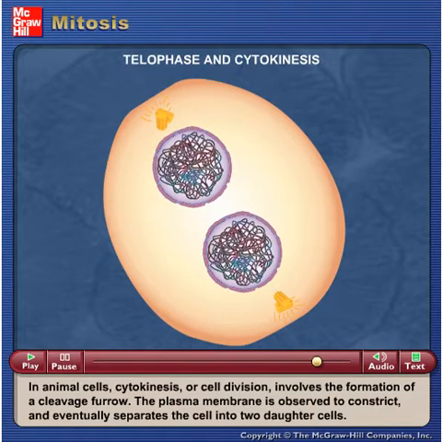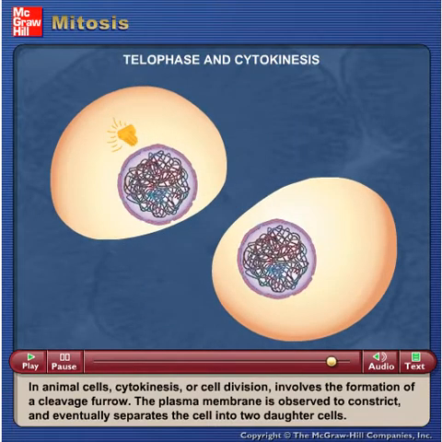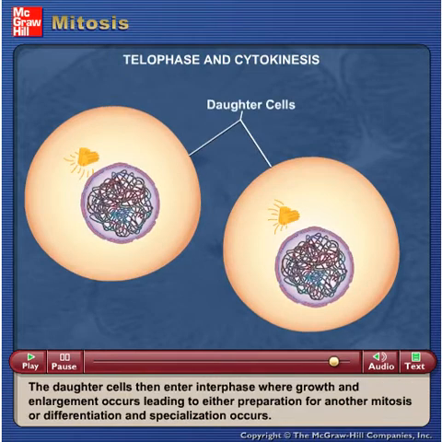In animal cells, cytokinesis, or cell division, involves the formation of a cleavage furrow. The plasma membrane is observed to constrict and eventually separates the cell into two daughter cells. The daughter cells then enter interphase, where growth and enlargement occurs, leading to either preparation for another mitosis or differentiation and specialization.